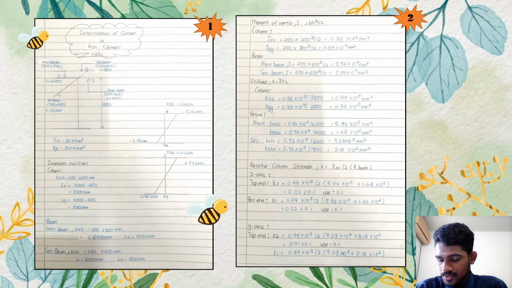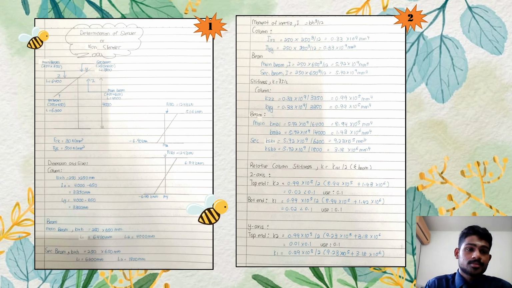And for the K1, you will need to use this formula and you will get an answer. It is also less than 0.1, so you need to use the value of 0.1.